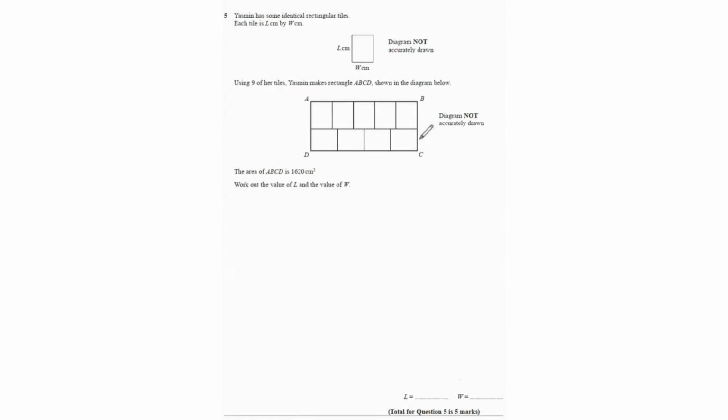So we have used these 9 tiles to make the rectangle ABCD, and we know the area of ABCD. The long side is the length, L, and the short side is W. So W, W, W, W, W. And over here it's L, L, L, L, and W and L. If we notice, 1, 2, 3, 4, 5, 5W equals 1, 2, 3, 4, 4L. And over here, L plus W equals L plus W. So we can say that W equals 4 over 5 times L.